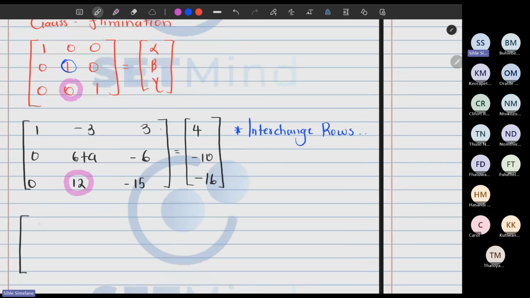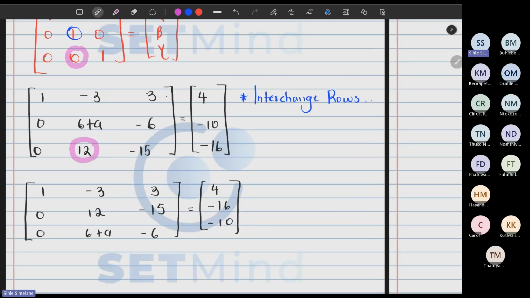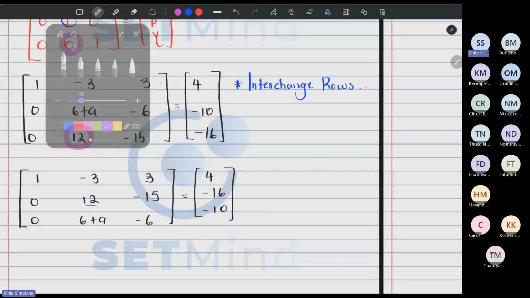So let's quickly do that. So we'll have 1, minus 3, 3, and then 0, and then we'll have our 12, minus 15, and this will be equal to my 4. I switched those rows, so I should have negative 16, and then minus 10, 0, 6 plus a, and then minus 6 here. Okay, and then if you look carefully, we can easily get a 1 here, which would make our life easy when we want to do the operation.